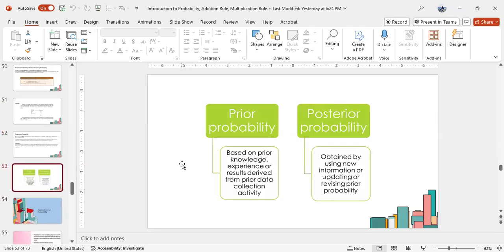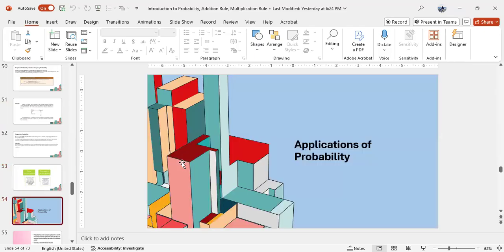Prior probability is based on prior knowledge, experience, or results derived from prior data collection activity. Posterior probability is obtained by using information to update or revise the prior probability.